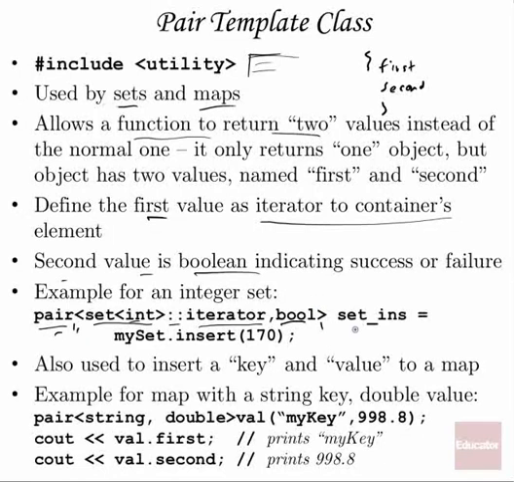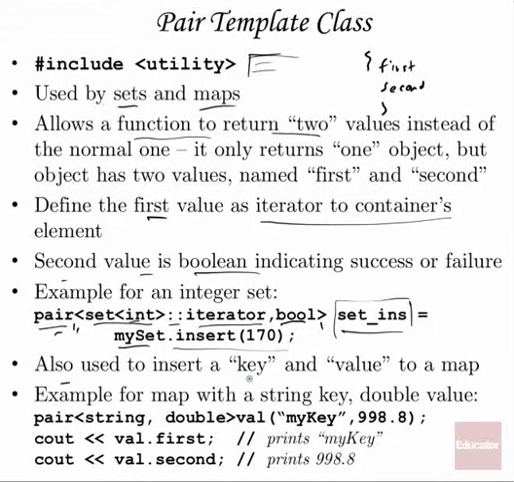And so we're defining this variable. This is now a pair. Now, if we set it equal to my set, which happens to be an integer set, and we insert 170: if 170 is not in there already, bool will be true, we'll have a successful insert. If it's already there, bool will be false. In either event, the iterator will point to an element that was either inserted or attempted to be inserted.